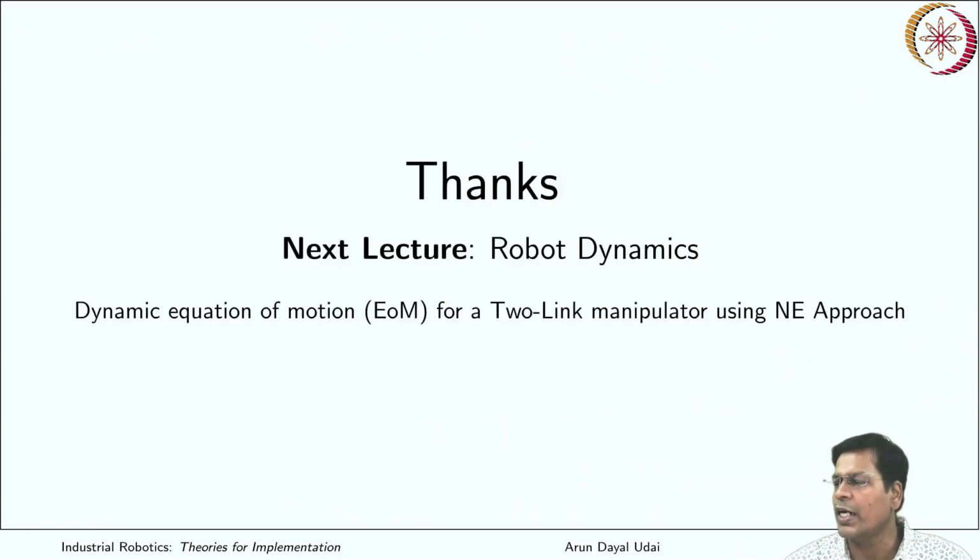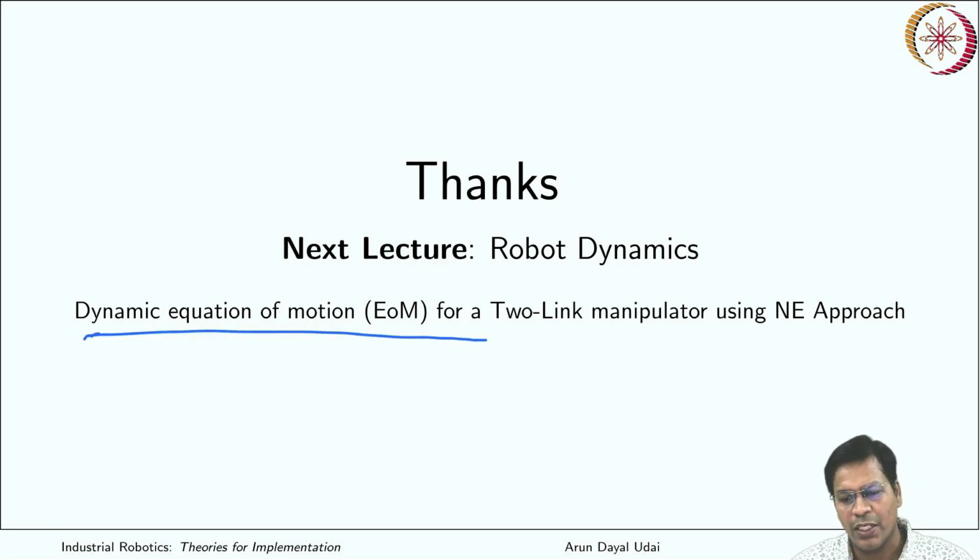So with that we'll end today, and in the next class I'll discuss the dynamic equation of motion of a two-link manipulator using the Newton-Euler approach again. Vectorially we will see. Okay, so that's all for today. Thanks a lot.